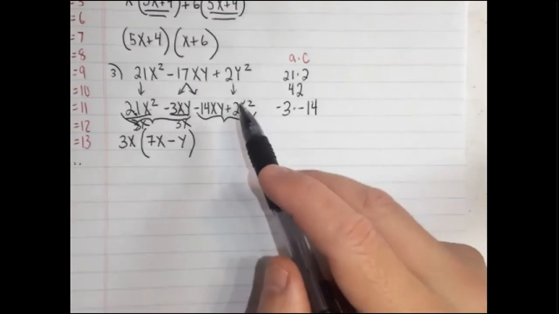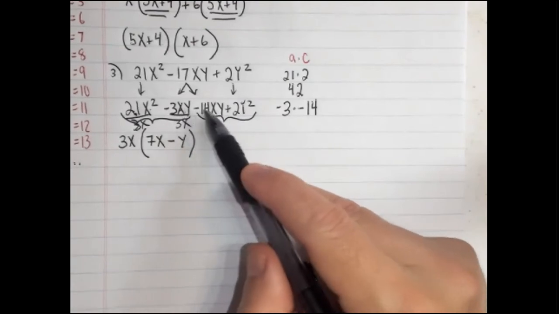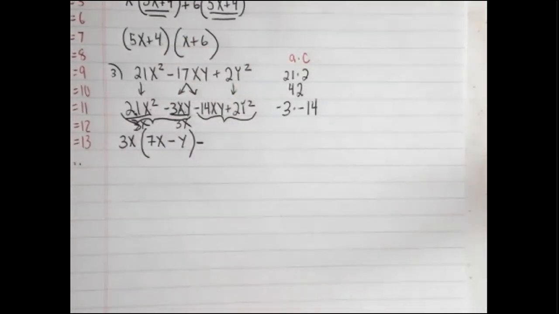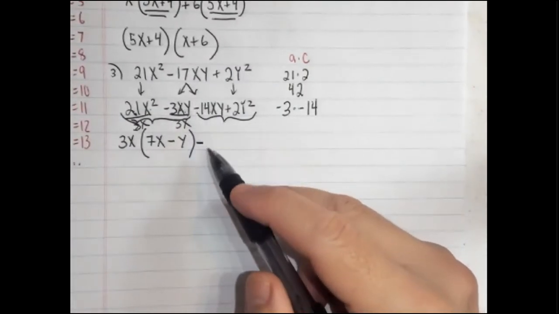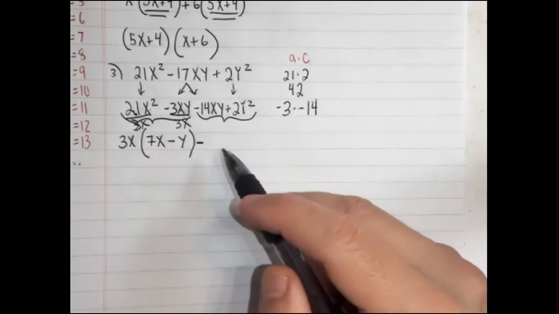Now this is really important, what I want you to notice here. The sign between the second and third value is negative. So I have to factor out a negative value whenever that sign right here is negative. If it's positive, I'll factor out a positive value. But when I'm factoring out my GCF, I'm going to factor out a negative.